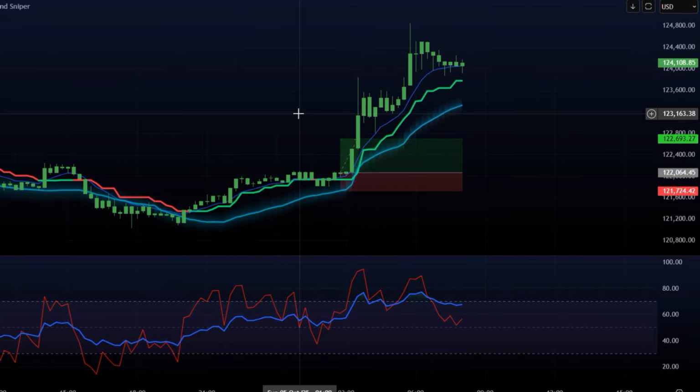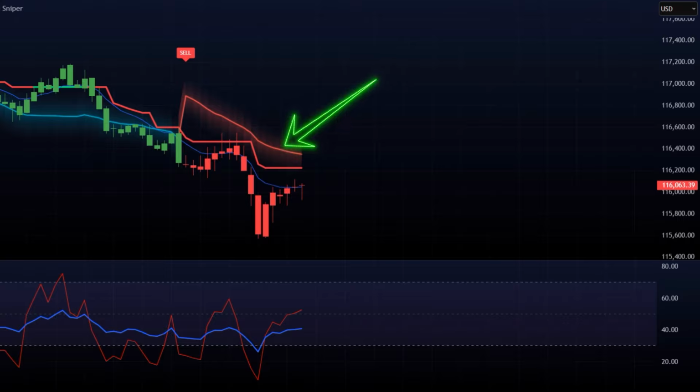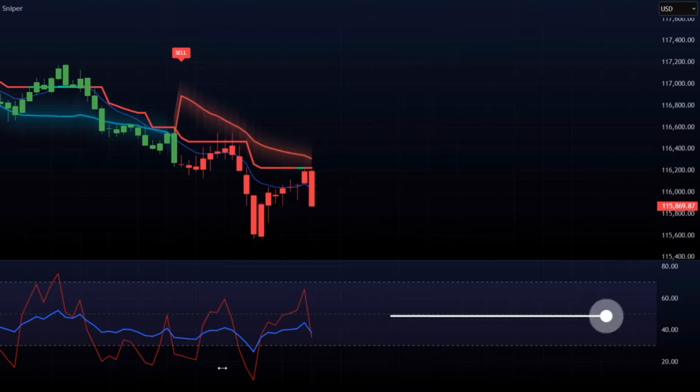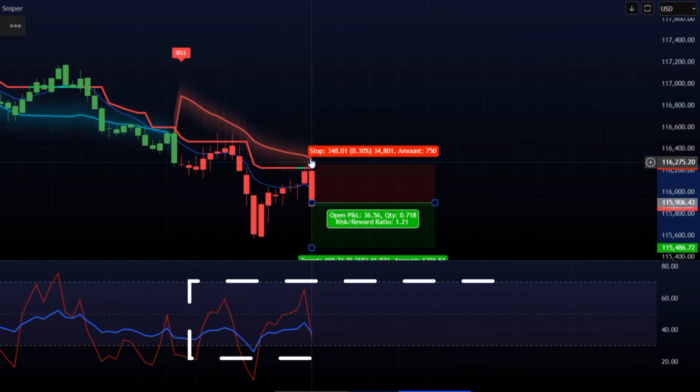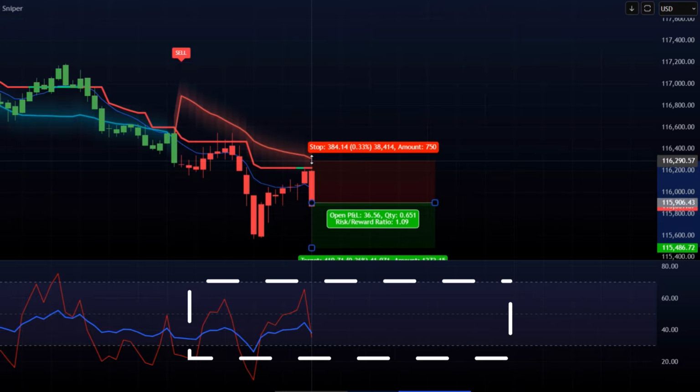The sell rules are the exact opposite. 1. Trend Magic indicator is red. 2. The blue 21 RSI is below the 50 level. 3. The red 5 RSI crosses back below the blue RSI. This is your trigger to sell.